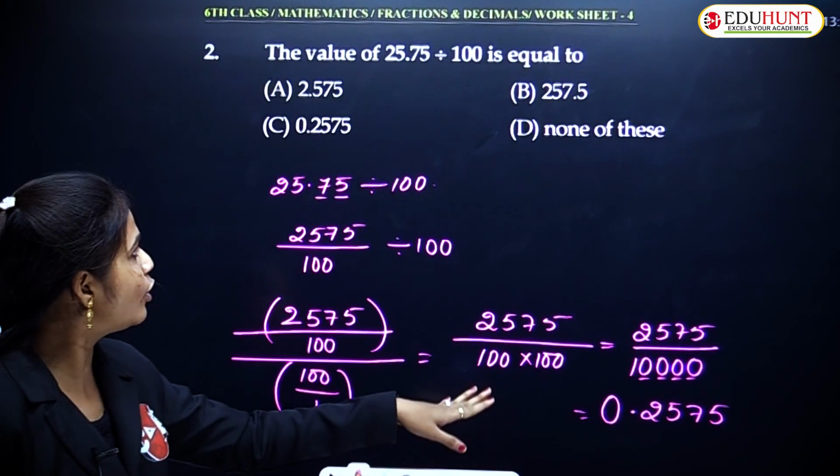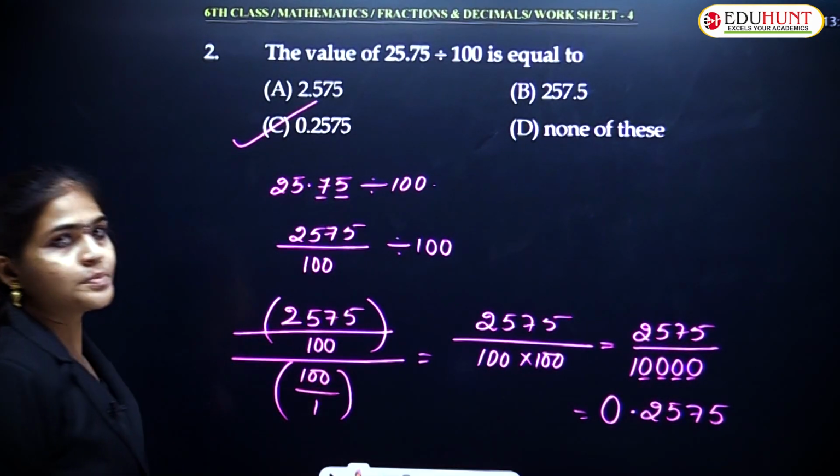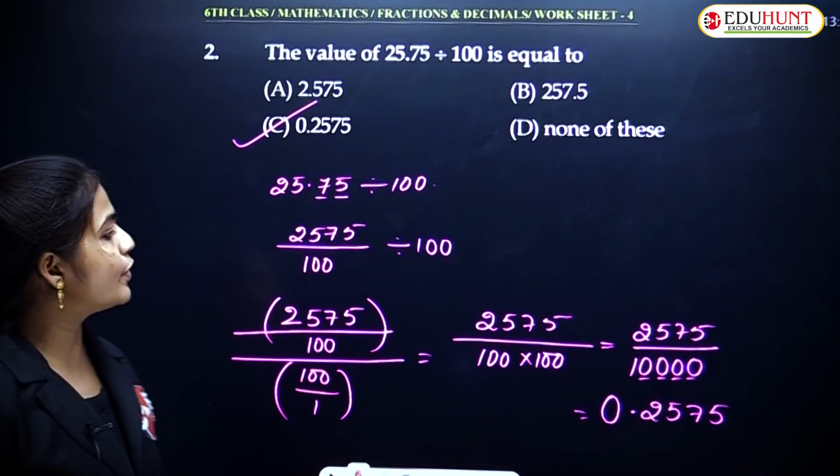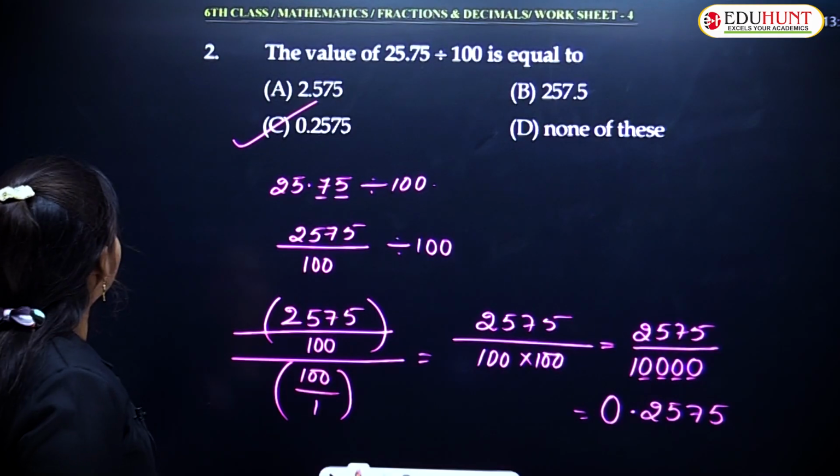Finally, the answer is 0.2575. Which option is correct? Here, option C is correct, that is 0.2575. Understand? Yes. Next question.